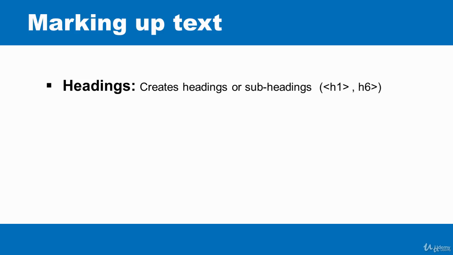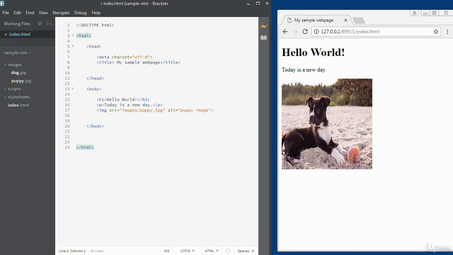HTML contains 6 heading levels, which are from H1 to H6. The H1 being the largest heading. Normally, the most common level used is usually 3 to 4. Most people don't tend to use 5 and 6. So just remember that H1 is the largest, H6 is the lowest.